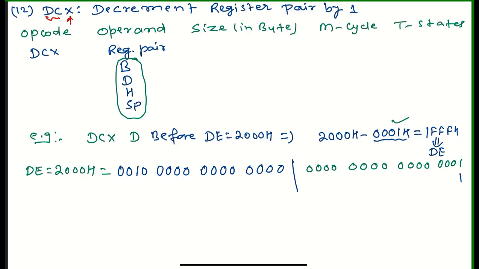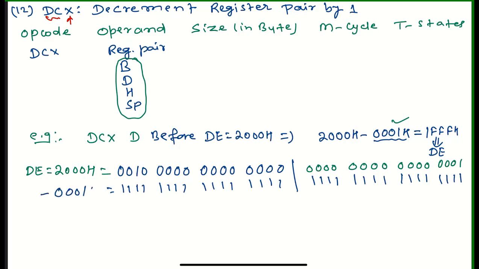If we take the 2's complement for this 16-bit value, this will become 1 as the first non-zero bit, and the remaining zeros will change to 1. So now all these bits will become 1. This should be added with the result here. This is the representation of -0001H. Now if we perform the addition of 2000H plus -0001H, that ultimately gives the decrement of the DE value by 1.